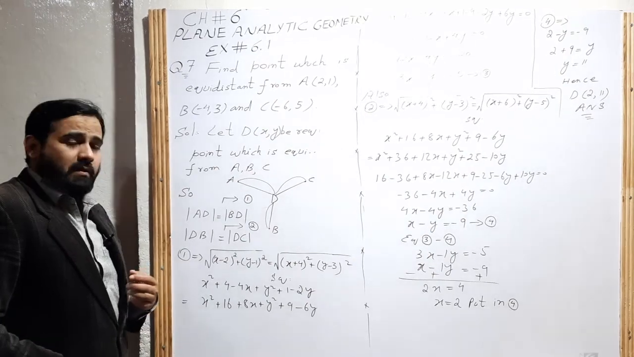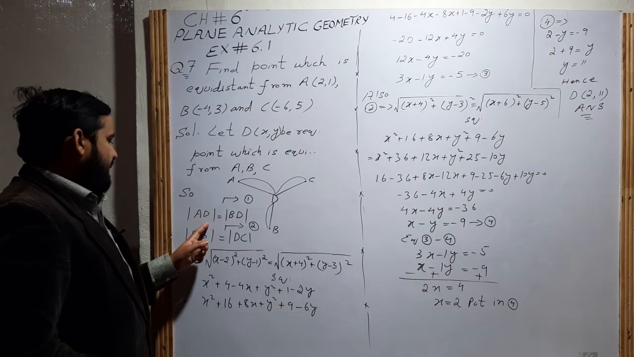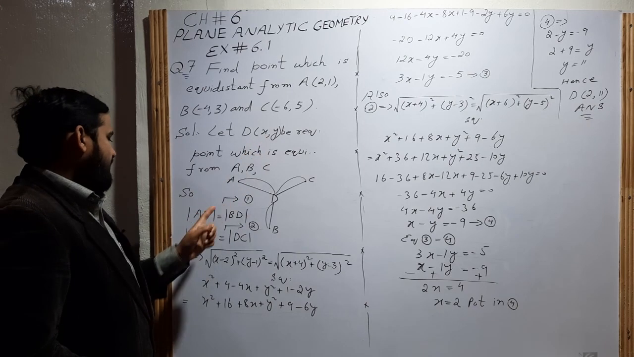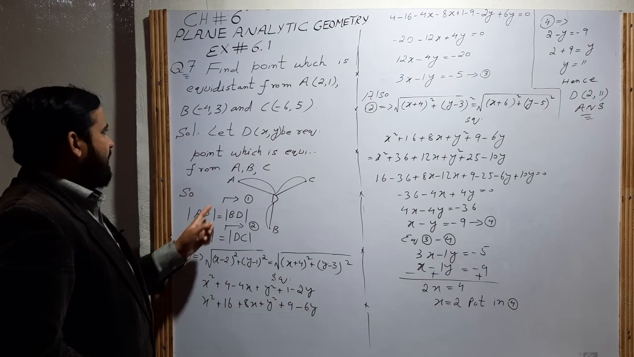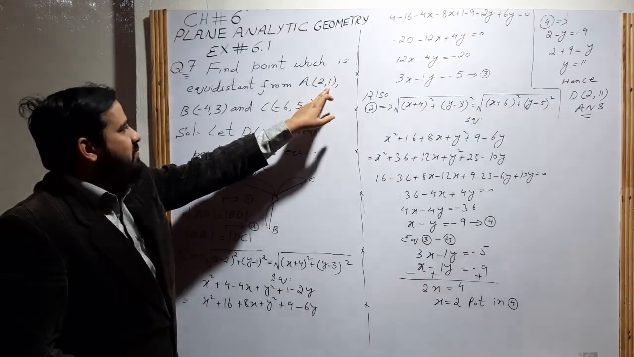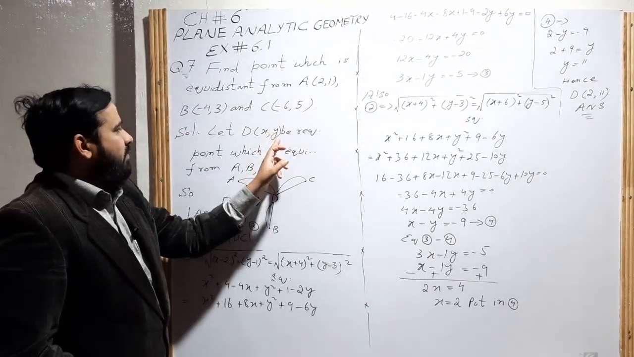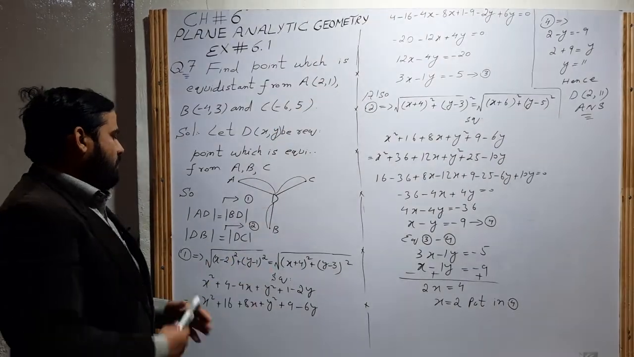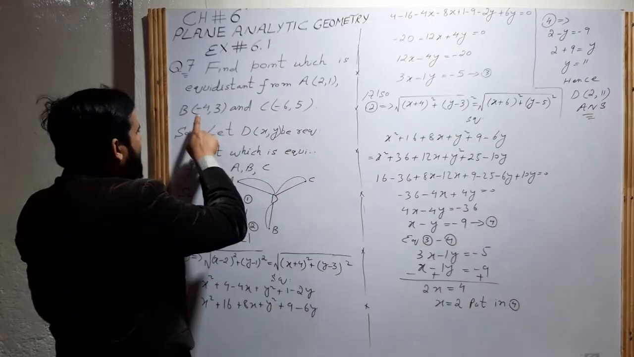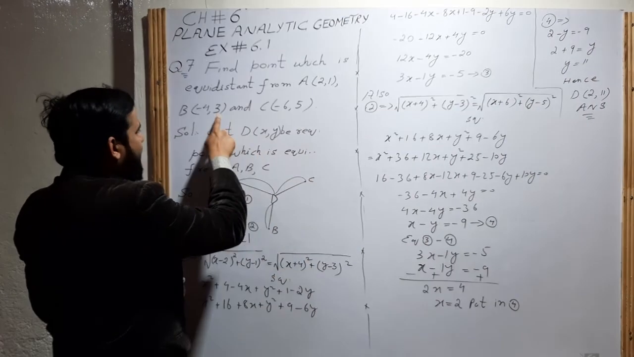So simple, using the distance formula between 2 points, equation 1 implies that the distance between A and D, D in this case is x, y, and A point is 2, 1. So this is x1, this is y1, this is x2, this is y2. So (x minus 2) whole square plus (y minus 1) whole square is equal to BD, the distance between B and D. It means that (x plus 4) whole square plus (y minus 3) whole square.